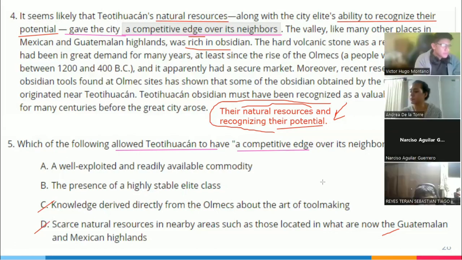It paraphrases the original response. Right. It paraphrases the original response. How? How is a readily available and well-exploited commodity related to natural resources and their potential? Because well explored, it looks like recognizing their potential of natural resources, and also readily available commodity. So it could be the natural resources in order to live better. Great, Victor. Thank you. That's true.